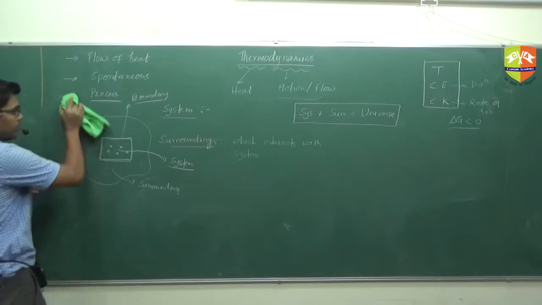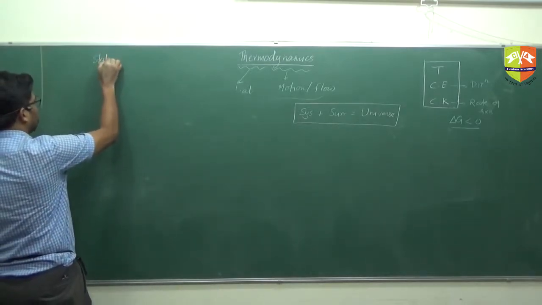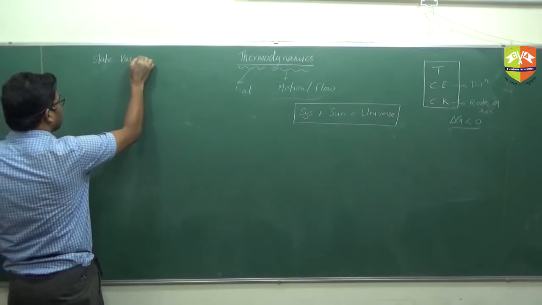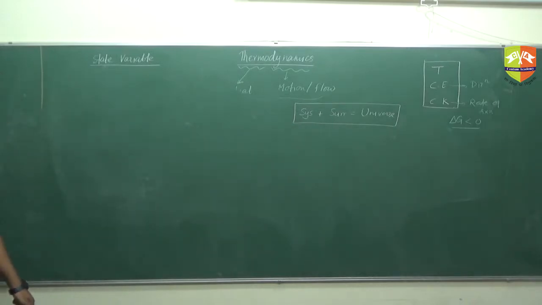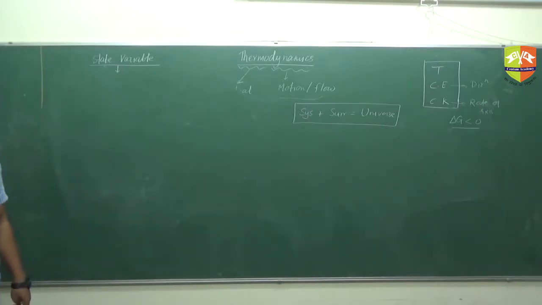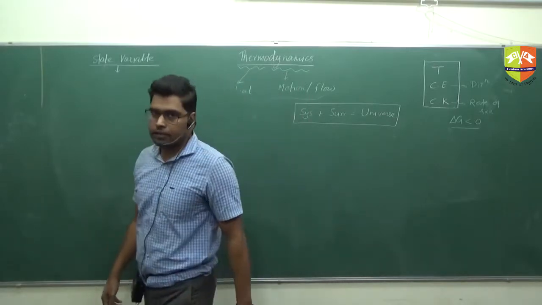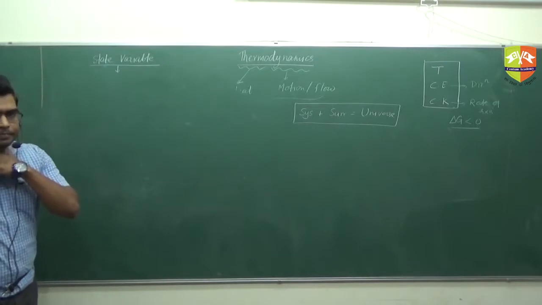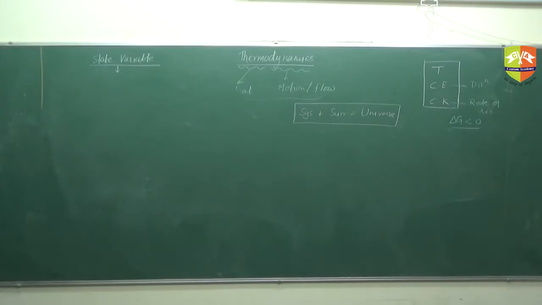Now the next thing, write down: state variable. These are the variables we use to define the state of a system. Like in gases, the state variables are what? Pressure, volume and temperature. So here also, we have three different variables: pressure, volume and temperature. These are the variables which are used to define the state of a system. Example: temperature, volume, pressure.